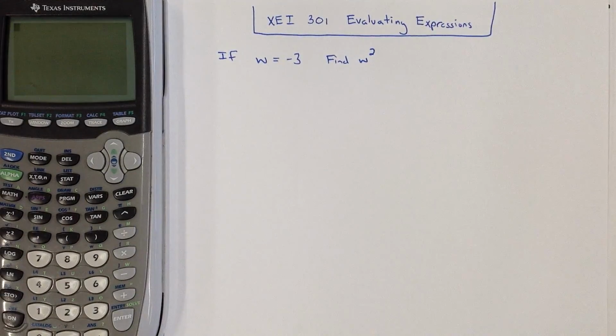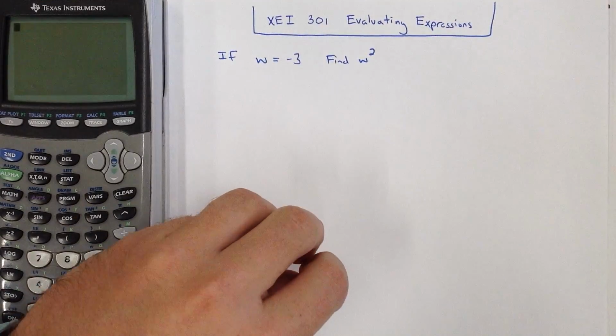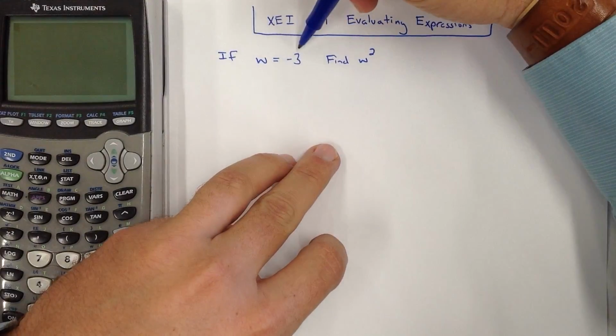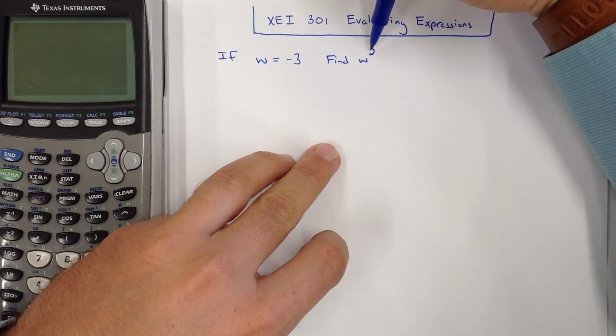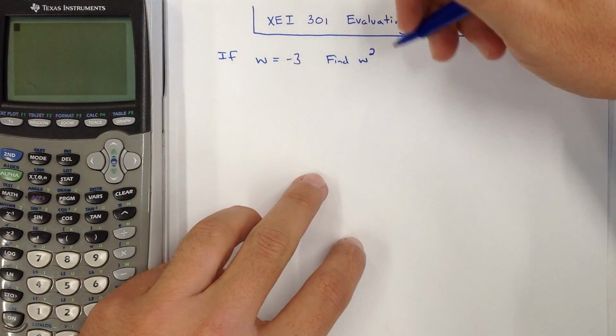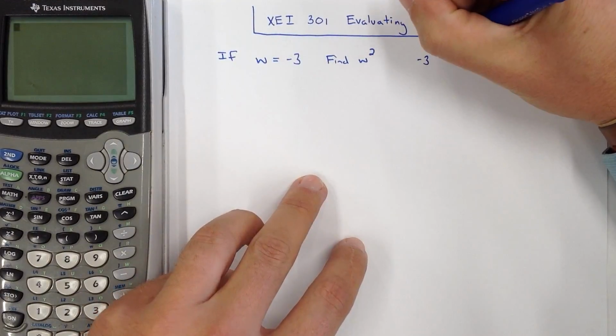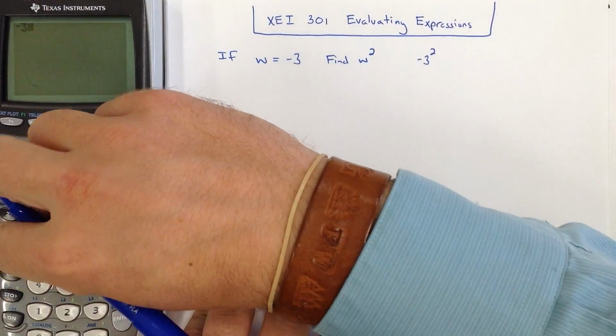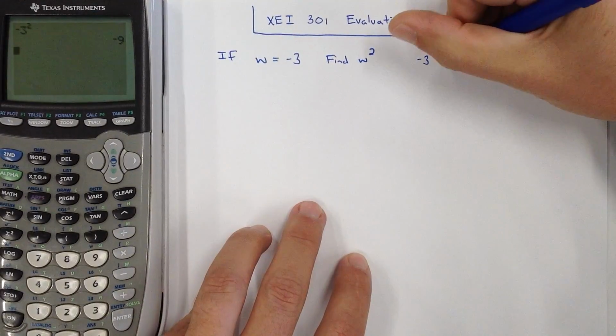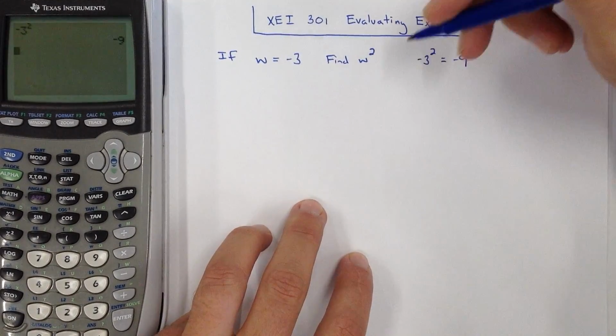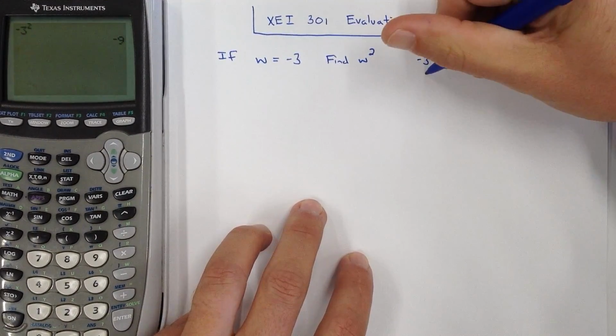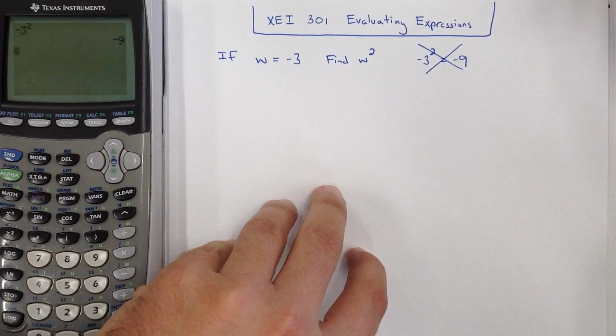Sometimes when we want to evaluate an expression, we run into problems with using negatives and using technology, and this video is meant to help clarify this. If w equals negative 3 and we're asked to find w squared, a lot of students think they can just write negative 3 squared, type it on their calculator, press enter, and they write negative 9 because it's on their calculator screen, but this is not true.